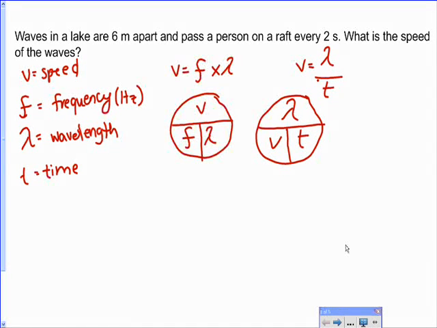Now this is what I'd like you to do. I want you to pause the video. I want you to complete this question on a piece of scratch paper or on your notes, but make sure you write down the formulas and their circles in your notes. And then resume the video when you're ready to see the answer.